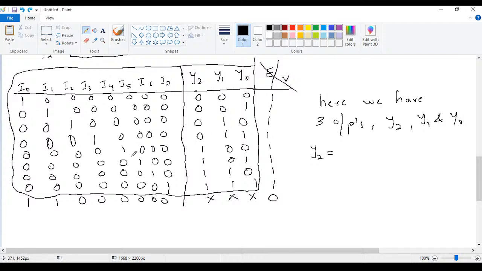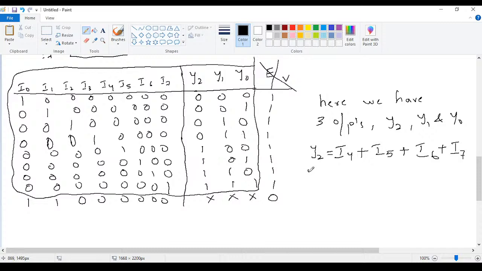Y2 will be 1 when I4 equal to 1, or I5 equal to 1. So I4 plus I5 plus I6 equal to 1, or I7 equal to 1. So here we can see y2 will be 1 when I4 is 1, I5 is 1, I6 is 1, or I7 is 1.